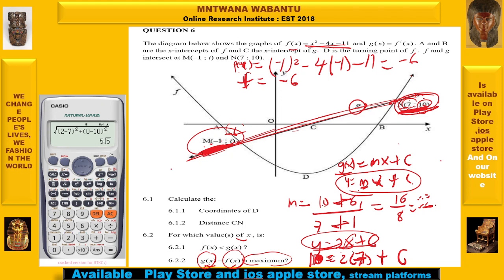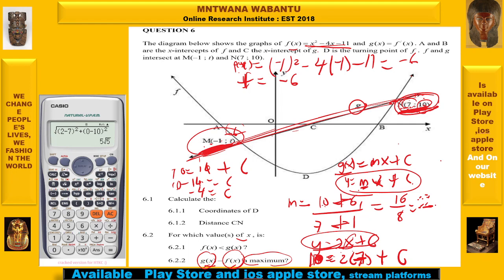So it's like, say, 10 equal 14 plus c, but you have to take number to the number. So 10 minus 14 equal to c. So 10 minus 14, negative 4, equal to c. Oh, so we have c equal to negative 4, but you have to write that in your solution.